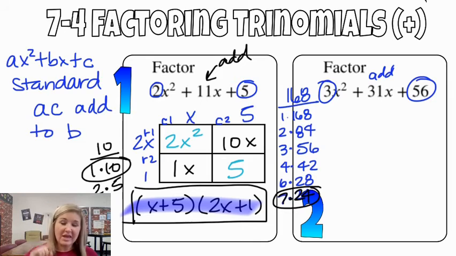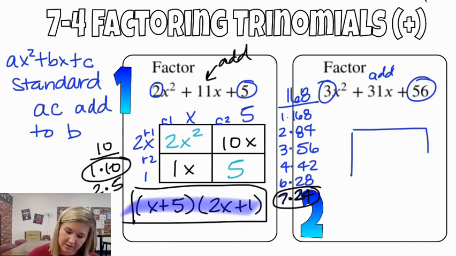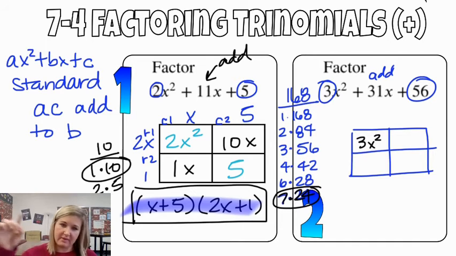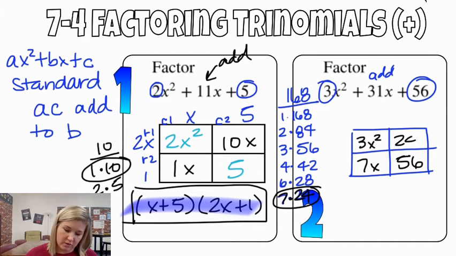Ding, ding, ding. Okay, so now I'm making you draw your own box. So I have my box here. I put my first term in the top left-hand corner, so it's going to be 3x squared, and then c goes in the bottom, which is 56, and then my two factors, 7x and 24x.